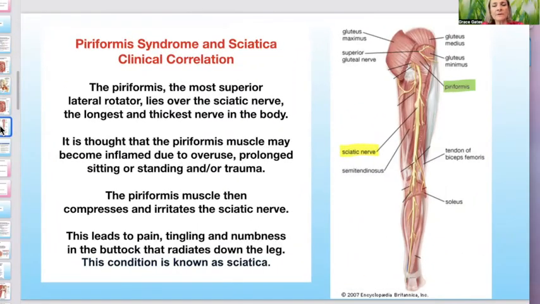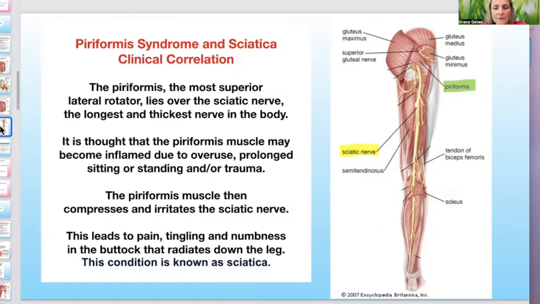Clinical correlation, piriformis syndrome and sciatica. The piriformis, the most superior lateral rotator, lies over the sciatic nerve, which is the longest and thickest nerve in the body. It's something around the size of a shoelace string. Okay, like an old-fashioned shoelace on an old-fashioned sneaker, to give you an idea of the size. It's quite big and thick.